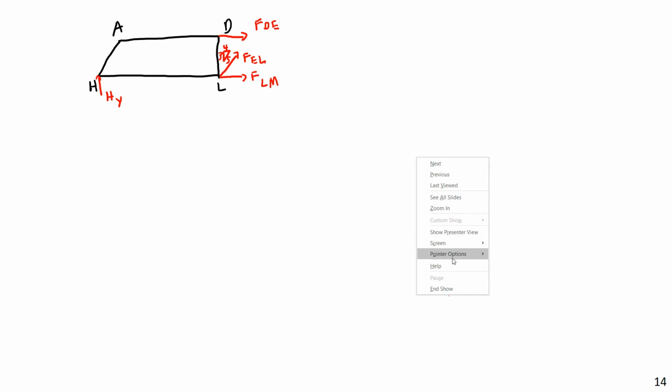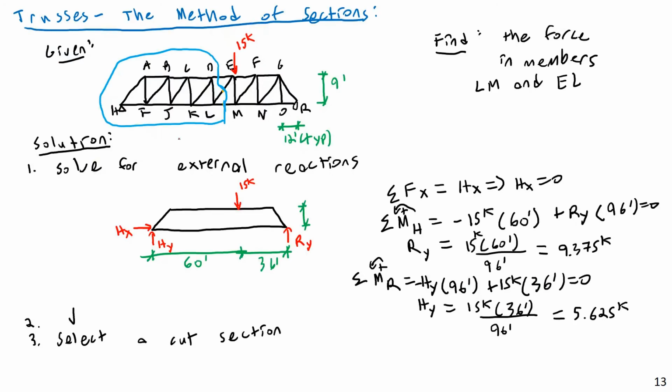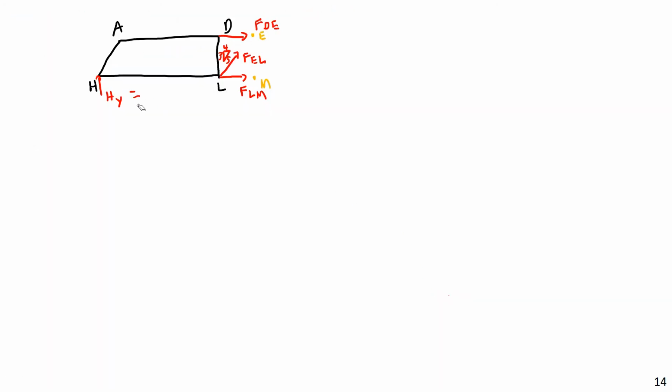Then I should also indicate critical points. I like to do this because I often like to define any joints that forces are going to. So this is joint E here, and this is joint, I guess that's joint M here. Actually, let me remove that and get that in line there. So this would be joint M, and then relabeling that force, we would have FLM. And that's it. Oh, of course, HY, we should put the value on it. HY is 5.625 kips.